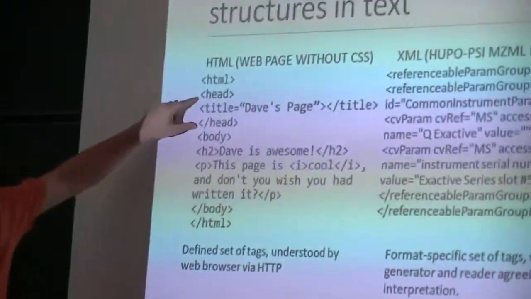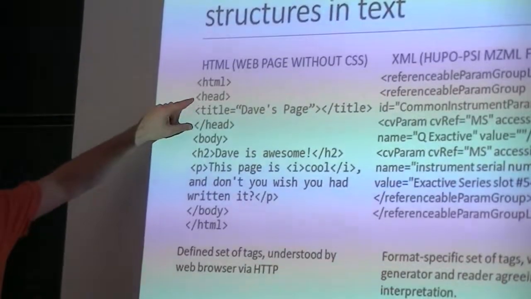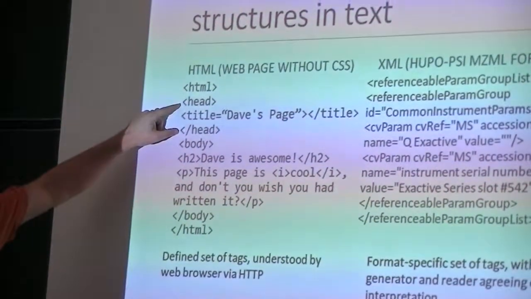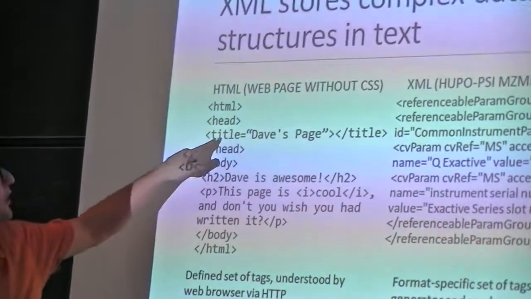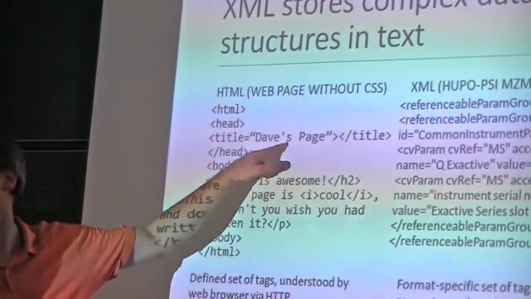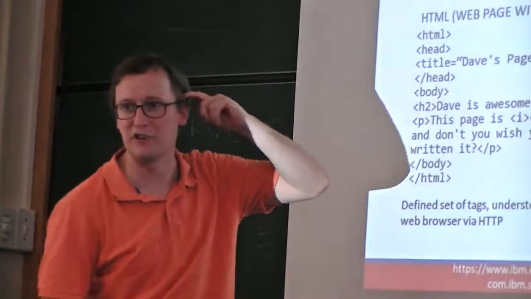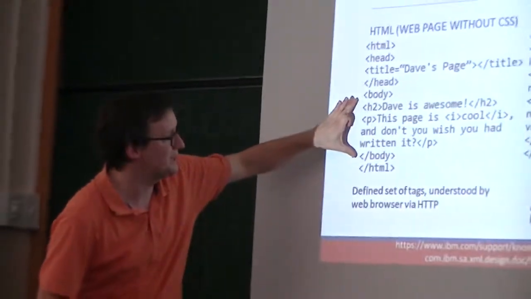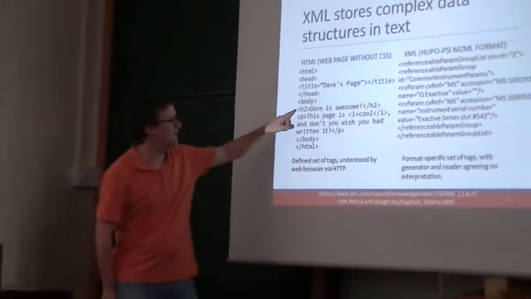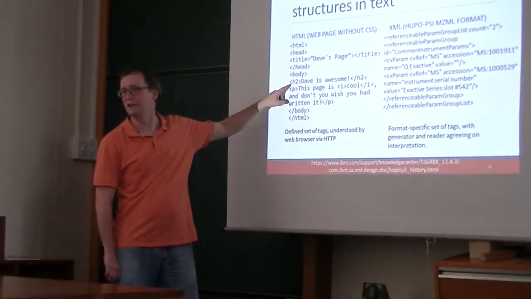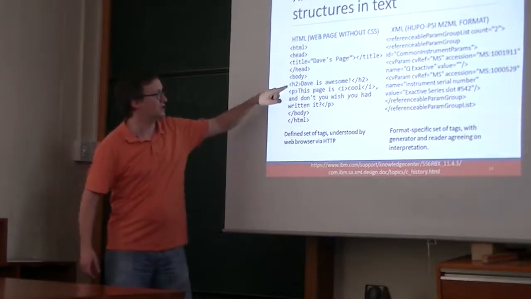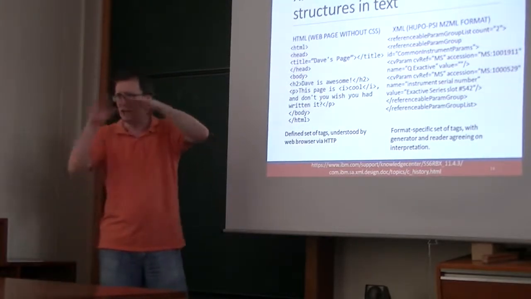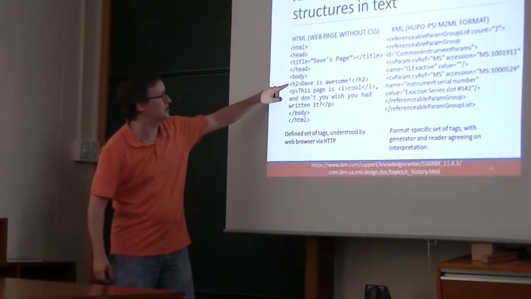The only thing I've ever used the head section for is to give the title that appears at the top of the web browser pane when you've got this document open. So here I've called this Dave's page. So Dave's page appears at the top of the browser window when this is open. Inside the body, I have an H2 where I've written Dave is awesome, because I think that should be in big letters, right? So H2 is the second size header that shows up in HTML.